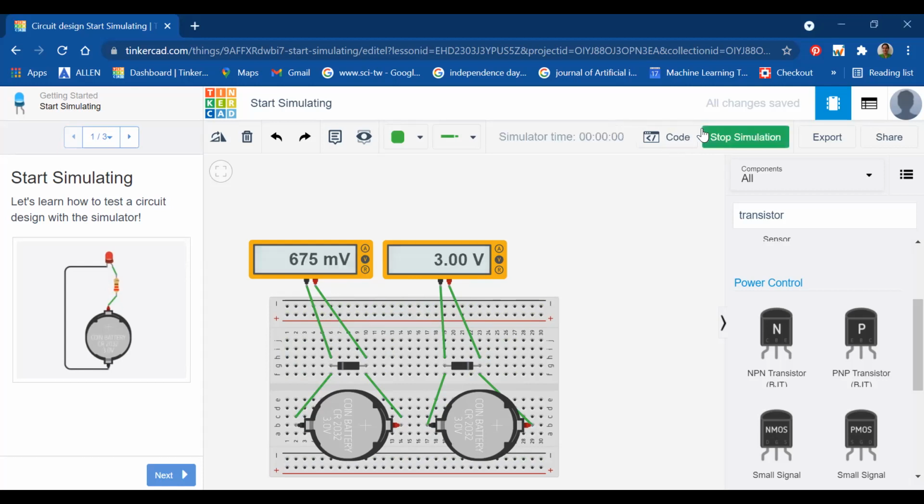So here you go. After simulating it, you can see that I am getting 0.675 volts, or 675 millivolts, here. And here I am getting 3 volts. So that means this diode is in working condition. It is a good diode, right? So now I am going to go with the testing of the transistor.